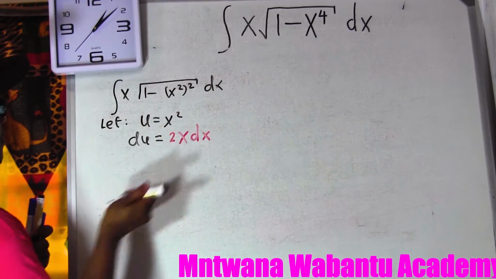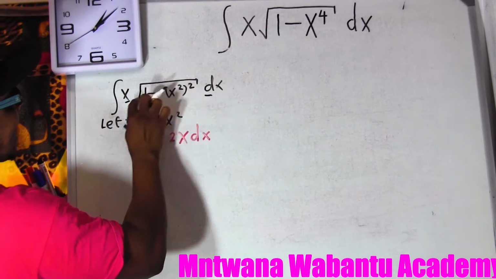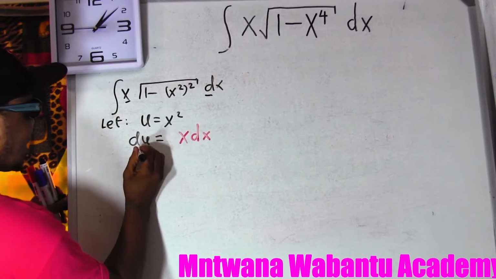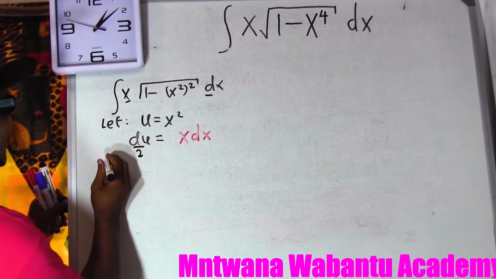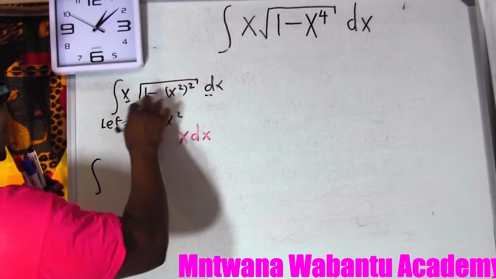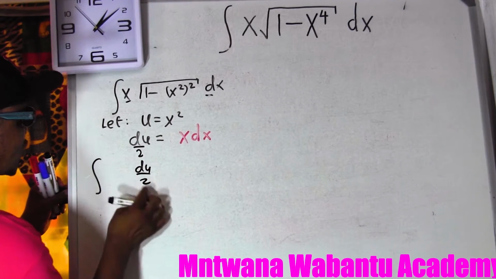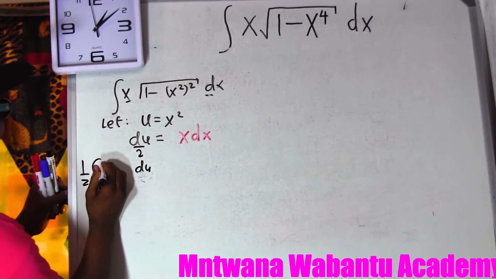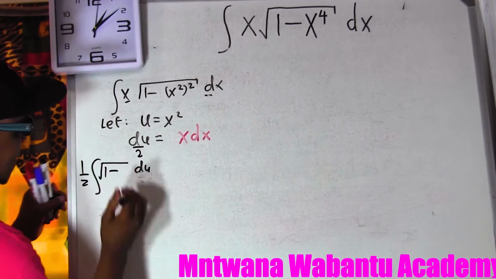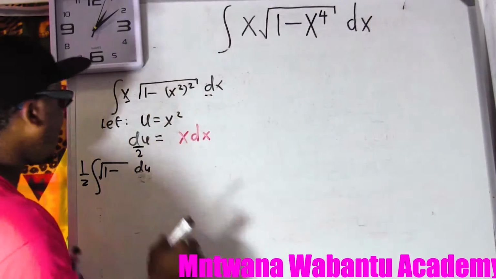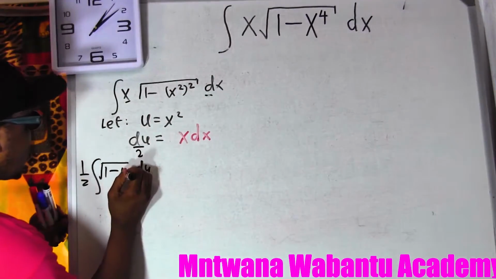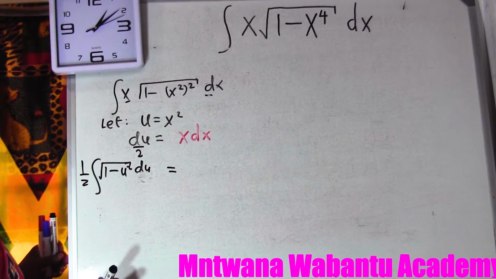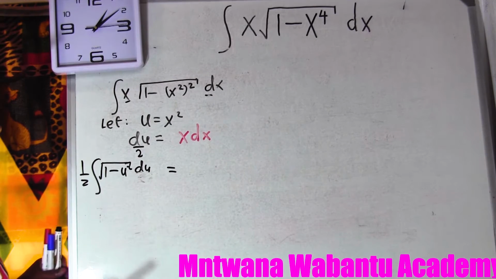See, and then look, x dx equal to du over 2, because I want to get x dx. So I'm going to replace this x dx, which will be du over 2. So this 1 over 2 is going to go to the back, and then square root of 1 minus what? X squared. What is x squared? X squared equal to u, so it's going to be u squared. So this is what we have.